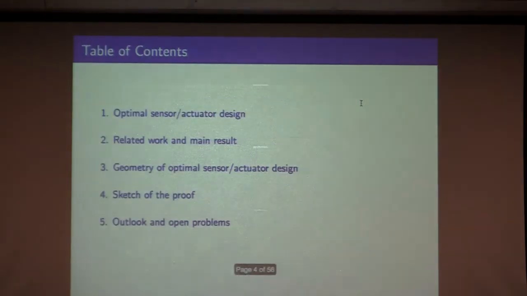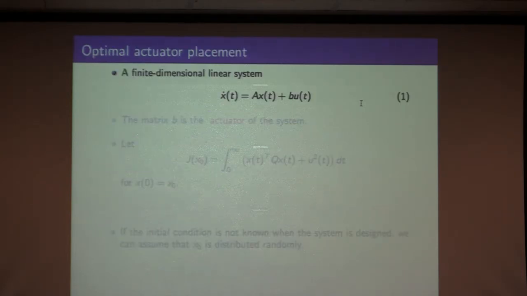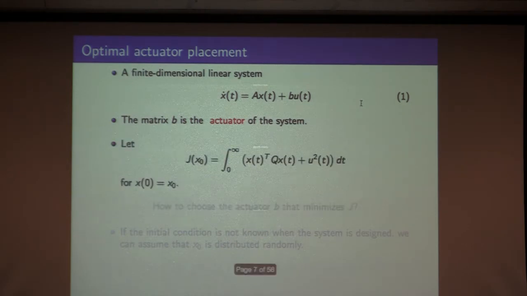Okay, so let me immediately start with the problem formulation. As you can see, sketch of proof, so perhaps I will skip that. So we have a finite dimensional linear system, x dot is Ax plus Bu. I'm going to call B here the actuator of the system. We set up an LQ control, so we're trying to find a control that will minimize this cost functional. Here, x0 is the initial condition of the system. The question is, how to choose the actuator, B, that will minimize J.